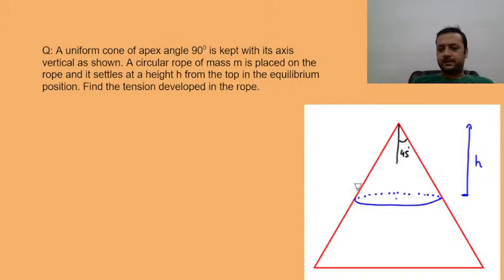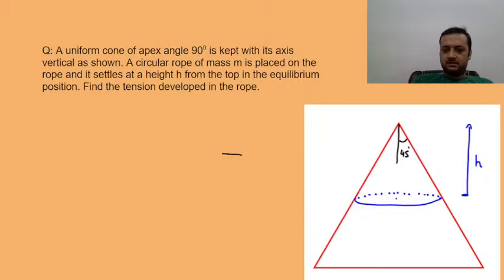Now you have placed a circular loop. You can imagine a circular rope, and you have just placed it. So it settles at distance h. That means right now it is not going to go down further because it is properly in contact with the cone. So this height has been given to be h. You have to find the tension in this rope. The mass of the rope is m.